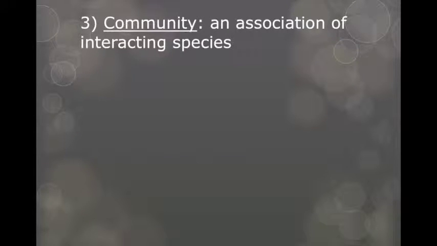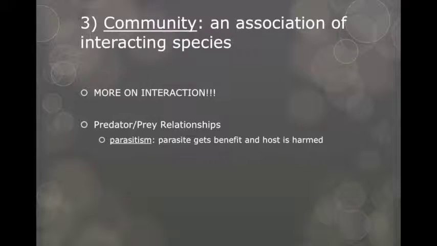Next, let's talk about community. A community is an association of interacting species. And here we're talking more about interaction. So let's think about some different ways or different types of interaction. Not levels like we talked about in earlier slides, but different types. For example, predator-prey interactions. And one specific example of a predator-prey relationship is parasitism. Parasitism is a situation where the parasite gets benefit and the host is harmed.